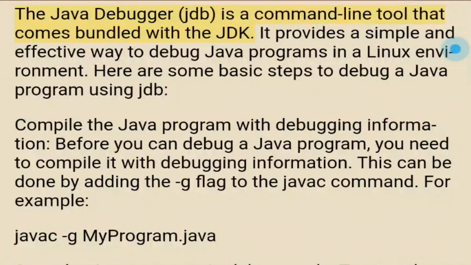The Java Debugger (JDB) is a command line tool that comes bundled with the JDK. It provides a simple and effective way to debug Java programs in a Linux environment. Here are some basic steps to debug a Java program using JDB. Compile the Java program with debugging information. Before you can debug a Java program, you need to compile it with debugging information. This can be done by adding the -g flag to the javac command. For example, javac -g MyProgram.java.